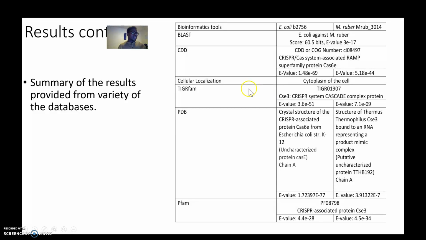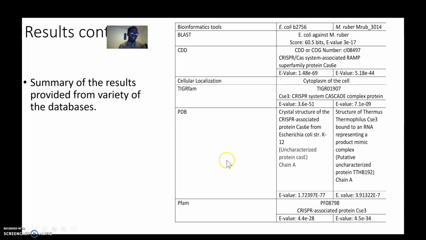Then the next row shows the result from the TigerFam. The TigerFam indicates that mROB 3014 and E. coli B2756 have the same protein family because they have the same TigerFam number, which is right here, and they have the same Cas name as well, which is, again, this is the Cas name. They also have a low E value, indicating more similarities as well.